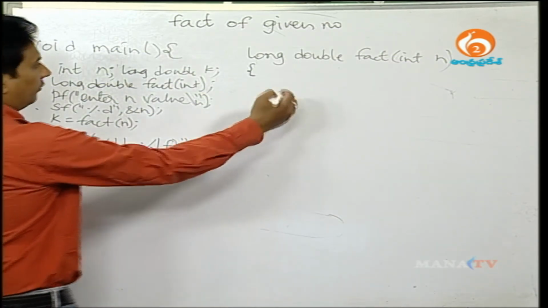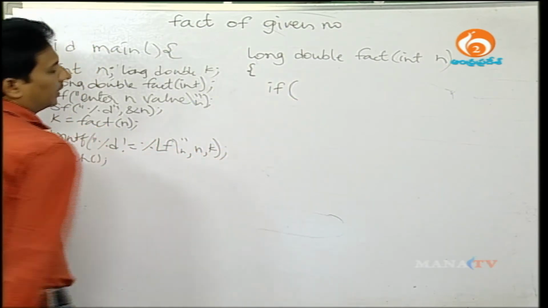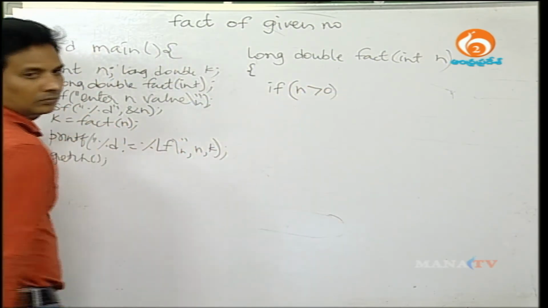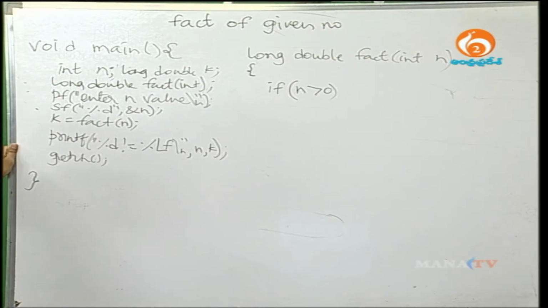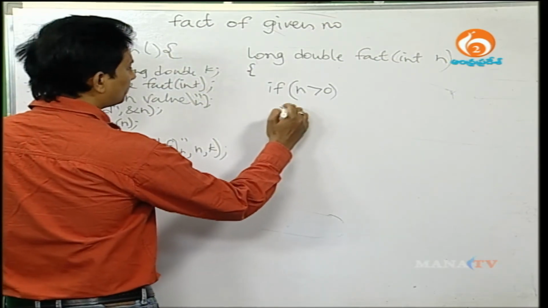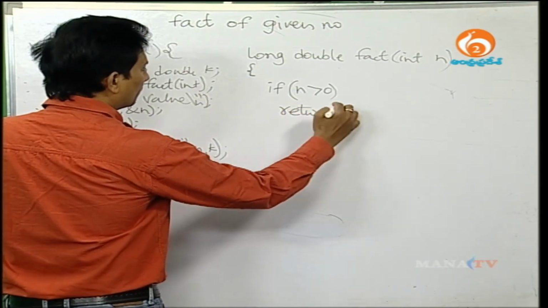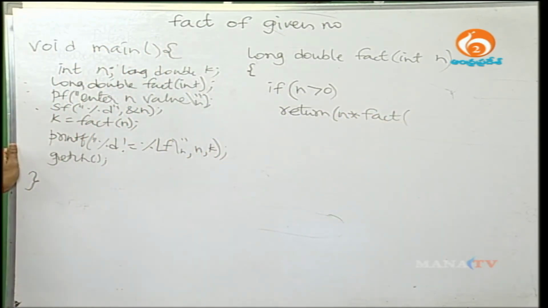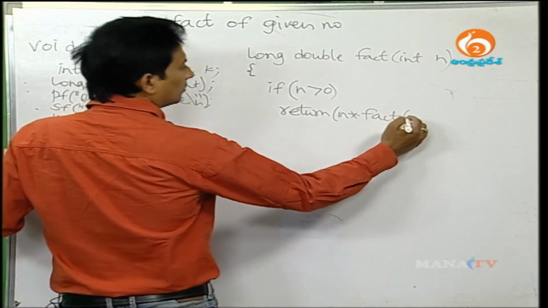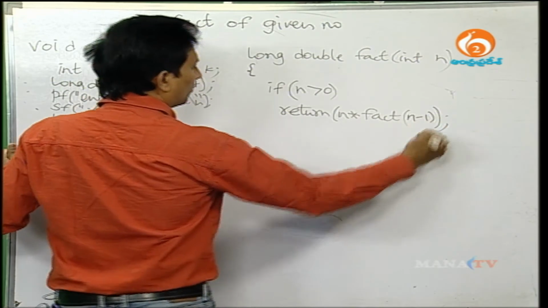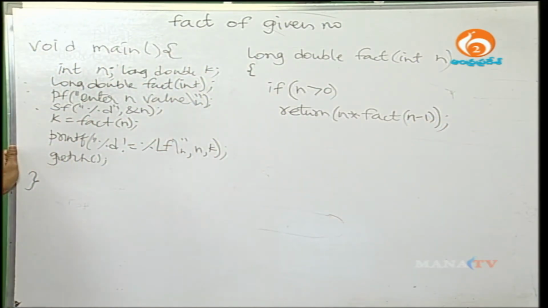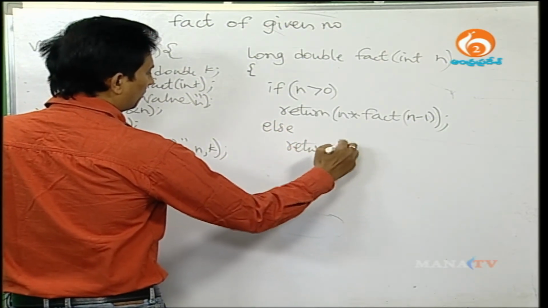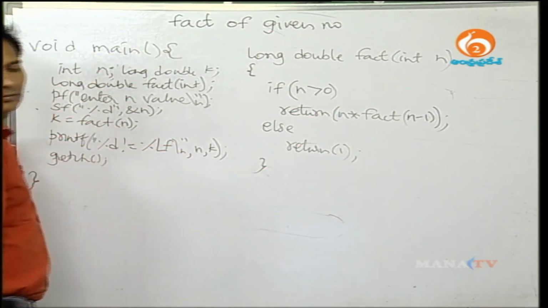Next, for every recursive function we have to write one if condition, that is mandatory. If n is greater than 0, return n star fact of n minus 1. Else return 1.